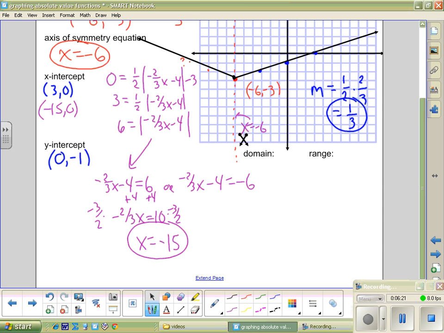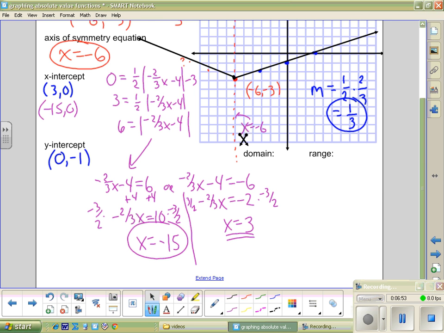Now let's continue on down and show the other solution so you can see how it should come out as x equals 3. But let's just make sure. If I add 4 to both sides, I get negative 2/3 x. Add 4 to negative 6, you get negative 2. Multiply by negative 3/2 on both sides, and I get x equals 6 over 2, or x equals 3, which is exactly what I was expecting. So my x-intercepts are 3 comma 0 and negative 15 comma 0, so there's got to be 2 of them there.